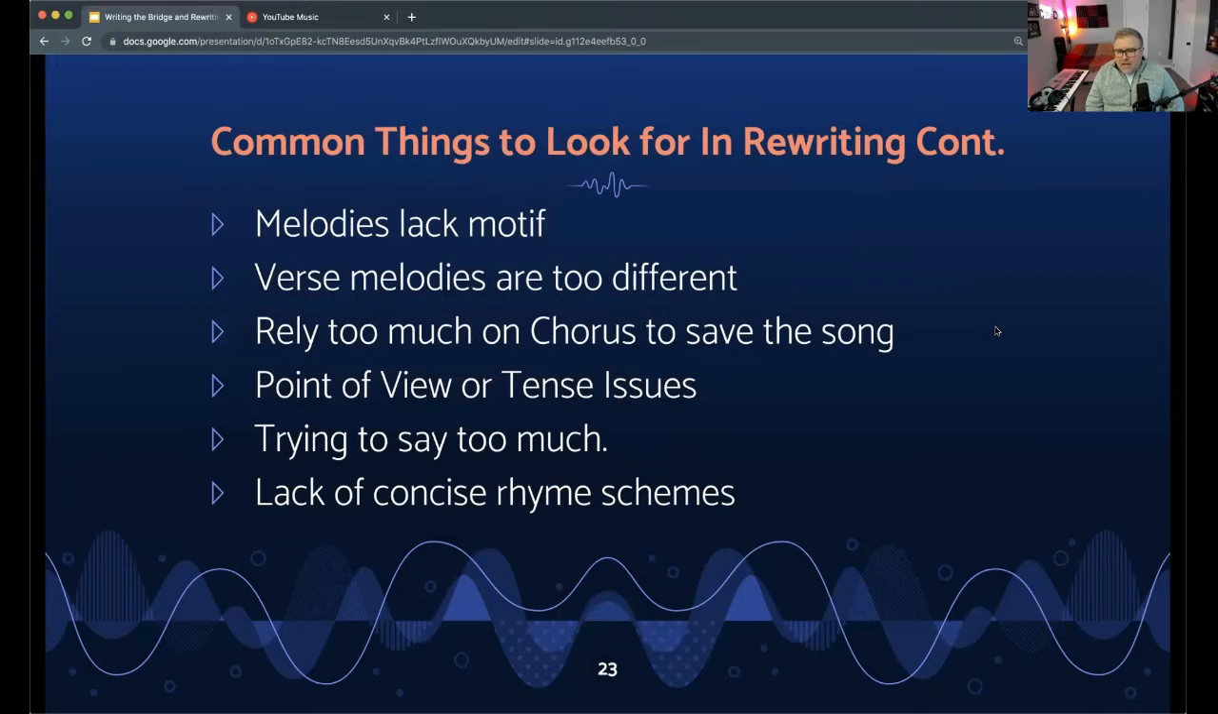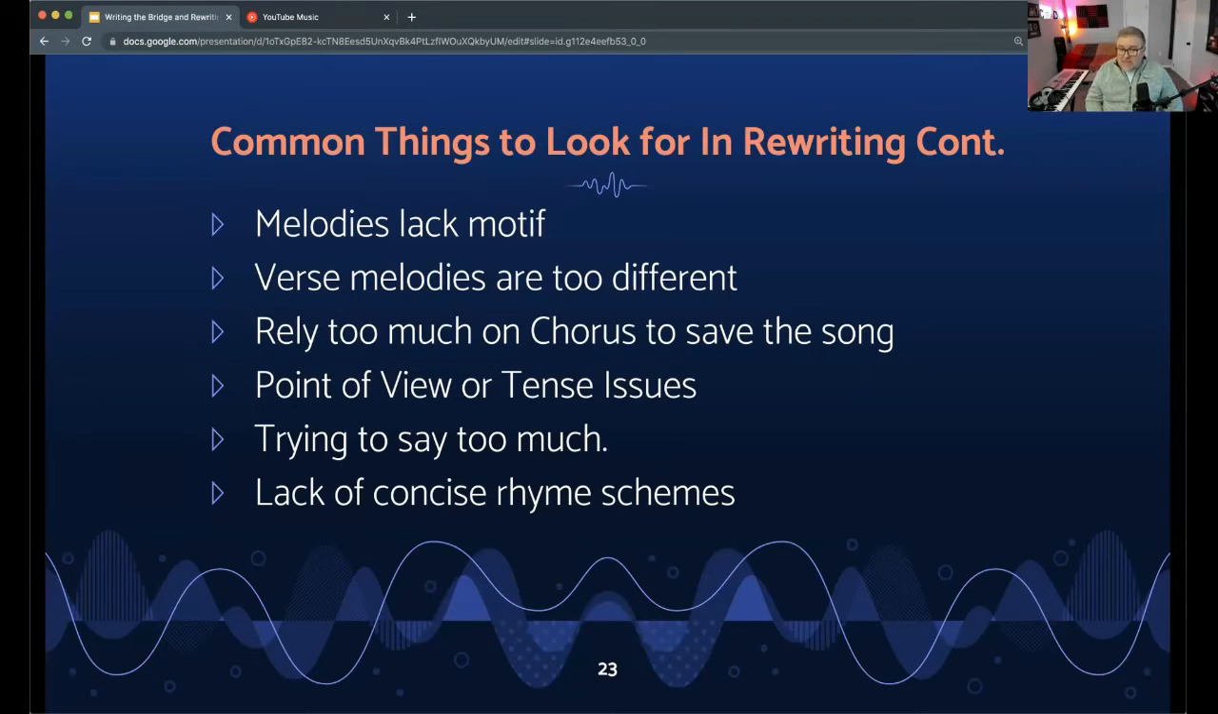Also, look for melodies that don't have motif. What we mean by motif is a recognizable or repeatable or memorable pattern. Make sure that your melodies have something that you can basically hum back or still hear when the music's not playing.